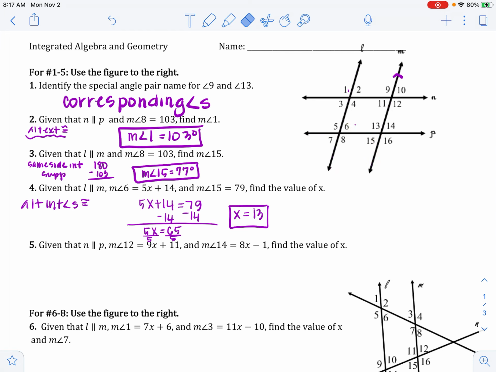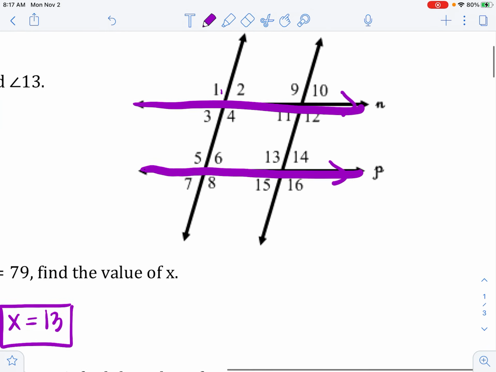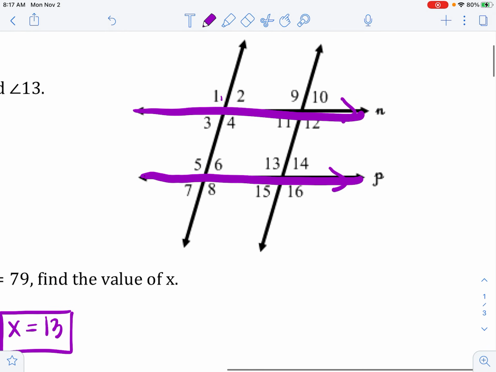All right, next one. Given that N is parallel to P, so now they're talking about the other two lines, so I'm going to erase what I have highlighted here. All right, N is parallel to P, so there's my parallel lines. I'll thicken them so I can see them. And now I'm comparing 12 and 14, and it's find the value of x. So I need to know what kind of angles 12 and 14 are.